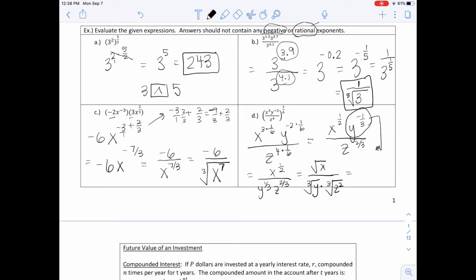This answer is fine. However, I can combine the two roots that I have in the denominator because they are the same. They're both the cube root. So if you wanted to, you can simplify this to being the square root of x over the cube root of all of that together, which is y z squared.